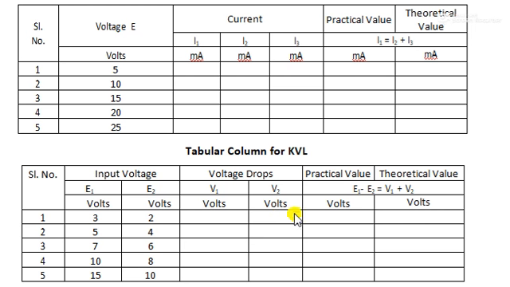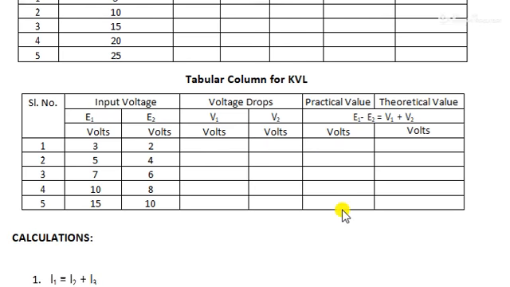Next we go to the tabulation for KVL. Serial numbers 1 to 5, so 5 readings you have to note down. With 2 RPS, E1 and E2 are the input voltages. You can give voltages like 3, 2; 5, 4; 7, 6; 10, 8; 15, 10, and it will measure the drops V1 and V2 across the resistances. And as I told you, first you have to calculate these values theoretically, and then practically adjust and note down the values here, and verify this.